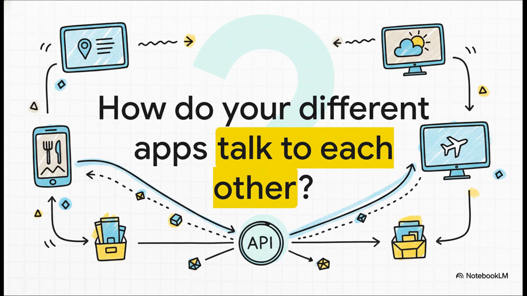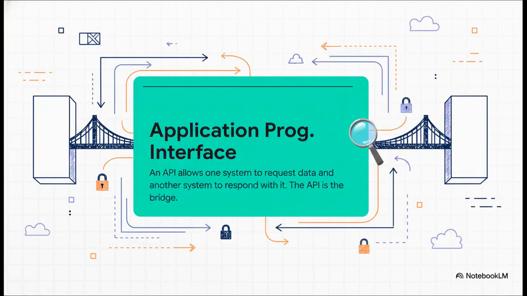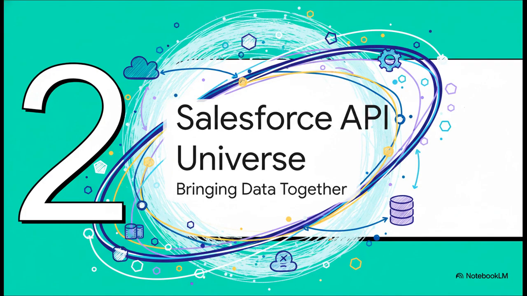When you order food and a map just pops up, or your travel app shows you the weather, how does that happen? Yep, you guessed it. 9 times out of 10, the answer is an API working behind the scenes. So API stands for Application Programming Interface. It's really just a set of rules, a protocol, that lets one system ask for information and another system respond. The API is that bridge that makes sure the conversation happens in a way both sides can understand and that it all happens securely.